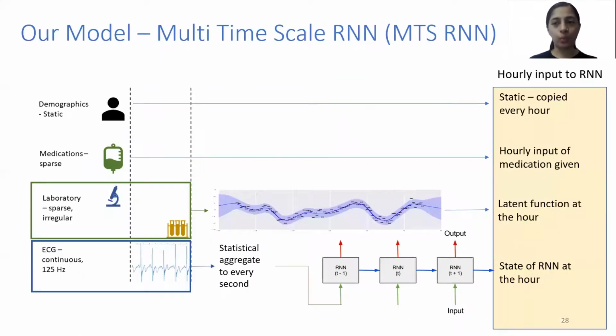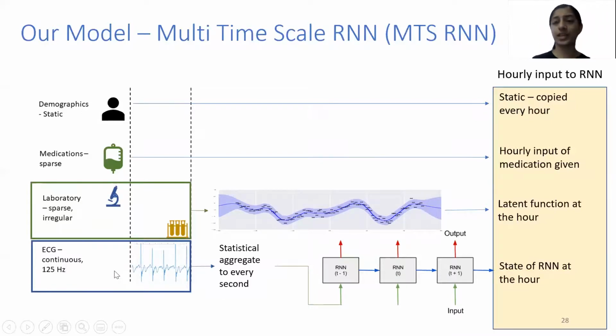So how do we handle the addition of dense time series in our model? Consider the similar hourly RNN which is running for 24 time steps. The input to our RNN is a concatenation of all of these four data sources that we're interested in. So we copy the demographics for every hour. We give the hourly input of the medications. The laboratory and the vitals measured are passed through a multitask Gaussian process, and a latent function at every hour is given as the input to our RNN.